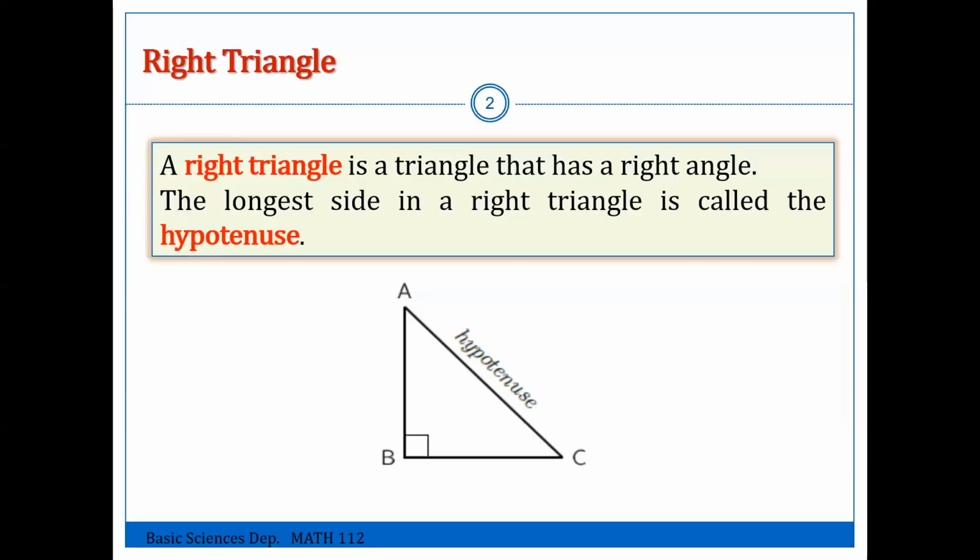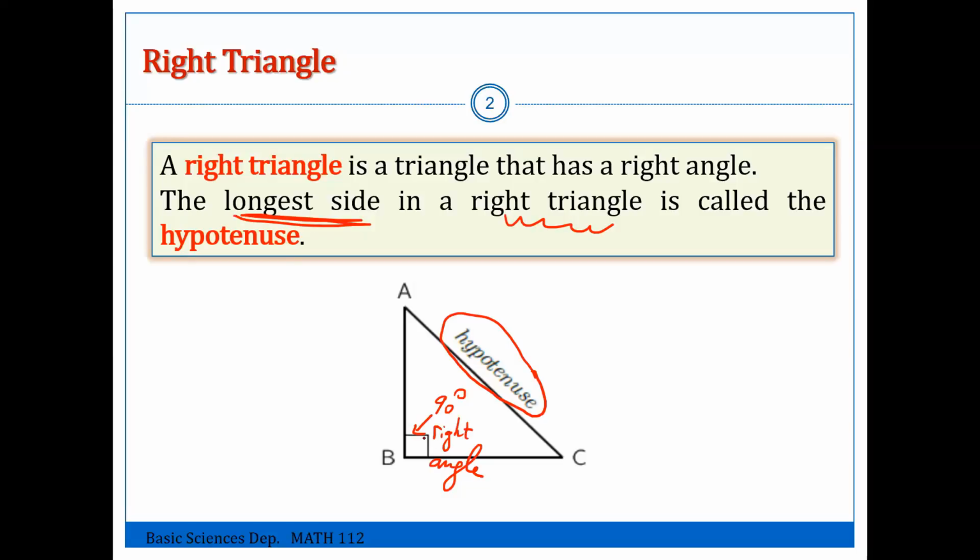خلينا نبدأ. So as I said, a right triangle is a triangle that has a right angle. This is a right angle, 90 degrees. زاوية قائمة, right angle. In this type of triangles, the side opposite to the right angle, this is called hypotenuse. Hypotenuse, الوتر. This is the longest side. هذا أطول ضلع في الرايت triangle. هو ضلع المقابل للزاوية القائمة.